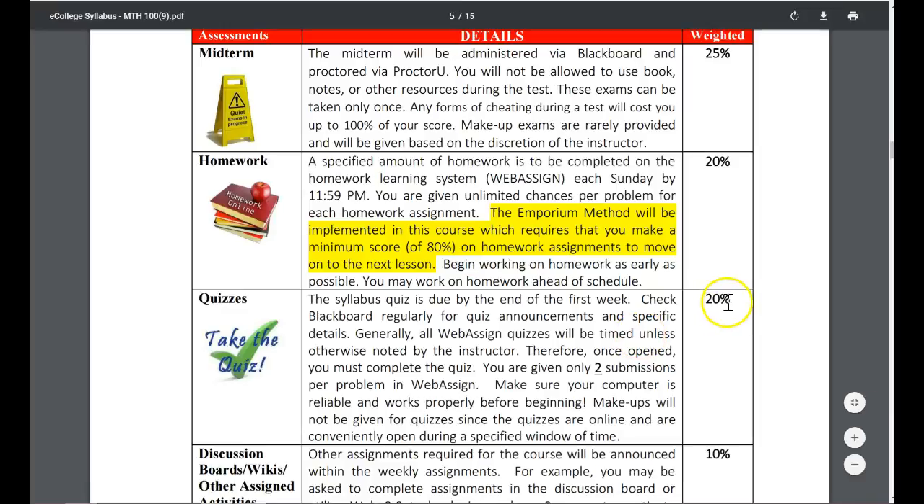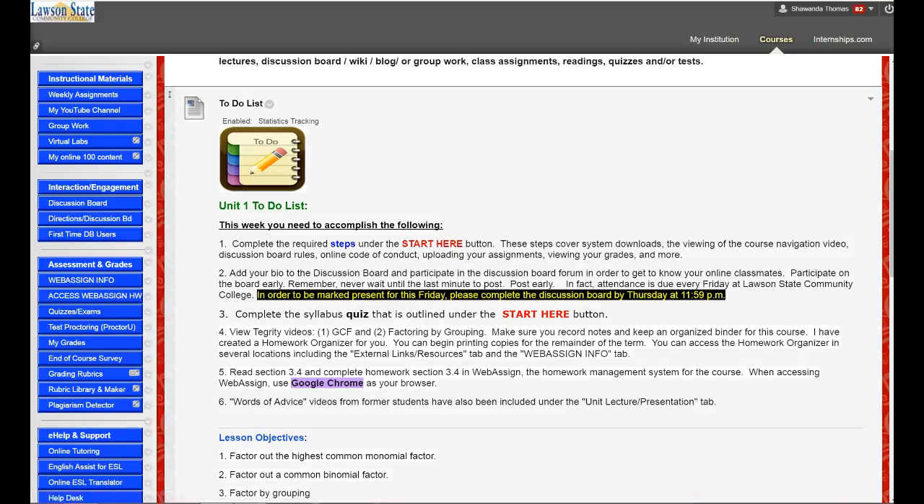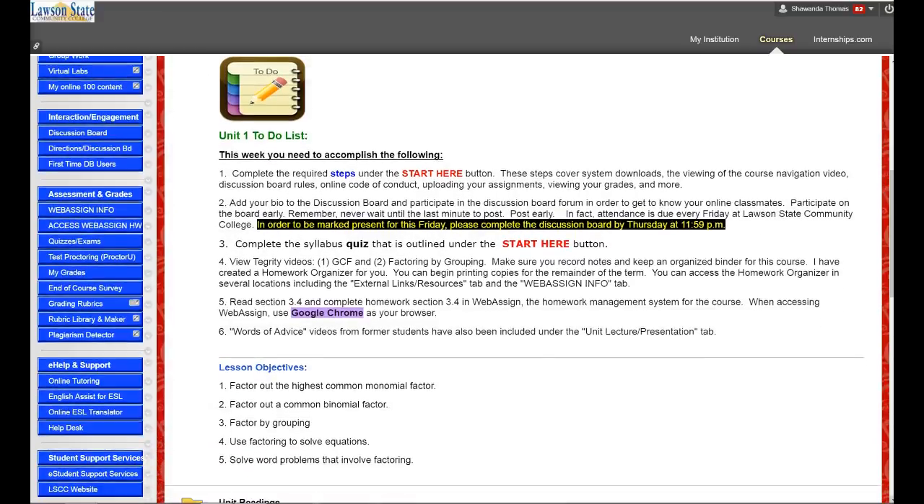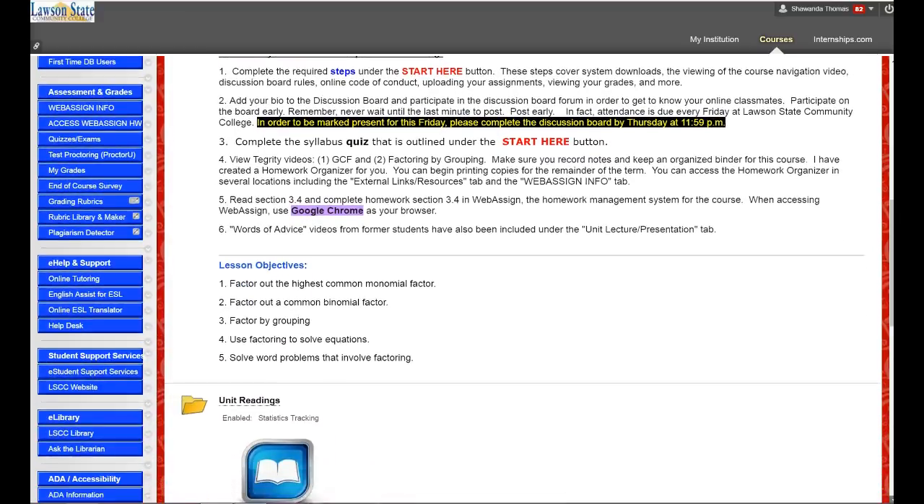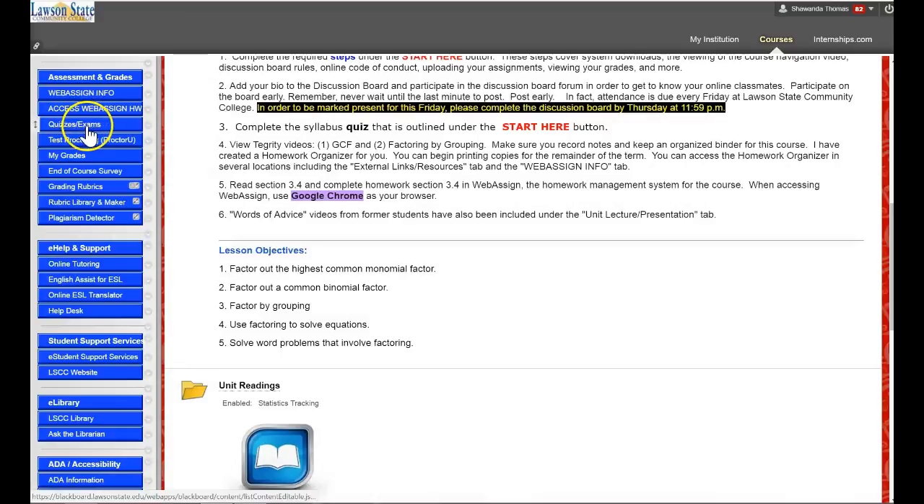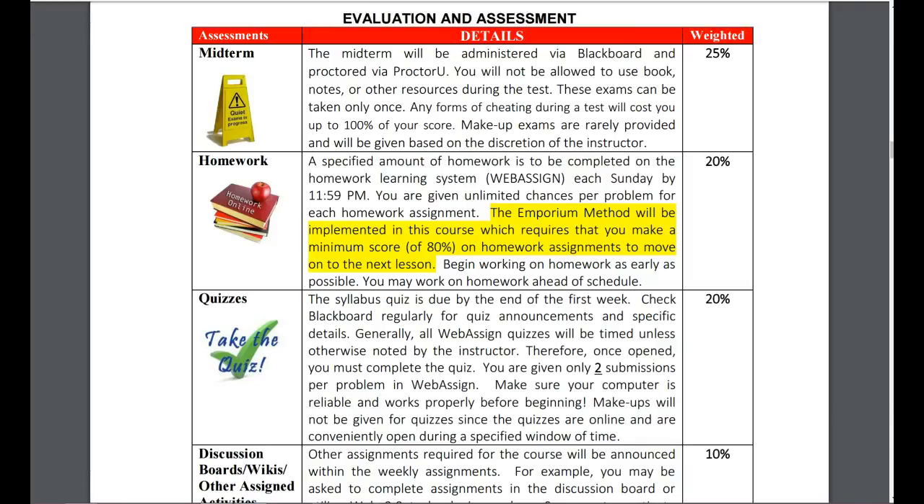Quizzes are worth 20% of your grade. Some quizzes are on WebAssign, some quizzes are on Blackboard. So make sure you go to the quizzes and exams tab to determine what type of quiz you have for a particular week. If you go to the to-do list, it'll tell you what type of quiz you have for that particular week.